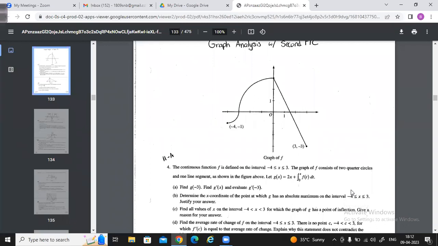Then they'll ask what is g of 3, g dash of x, where the function is concave up or concave down, absolute minima or absolute maxima, point of inflection. Similar questions you are going to get, 100% you are going to get. So this is a combination of the fundamental theorem of calculus and what you have learned in differentiation. If you can solve these questions, you are going to revise everything that we have taught so far.